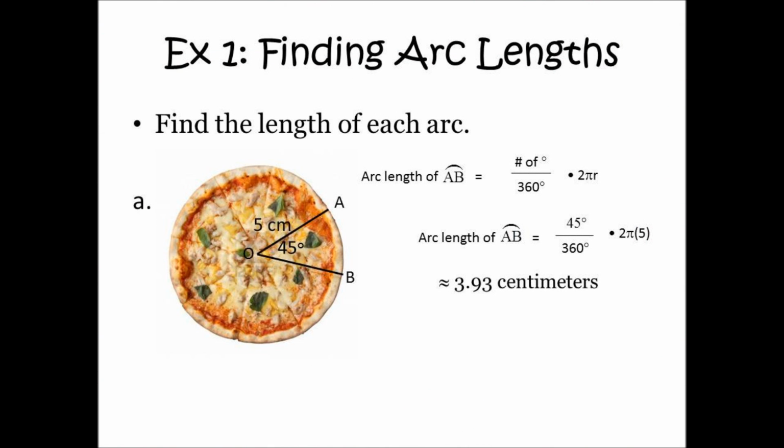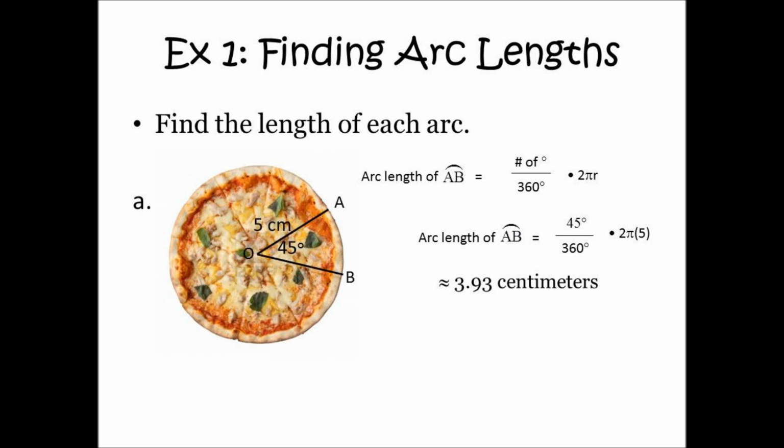Example 1, finding arc length. Find the length of each arc. So, the diagram of the pizza shows that the central angle is 45 degrees and the radius is 5 centimeters. First, you're going to use one of the formulas, which is the arc length of AB is equal to the measure of AB over 360 degrees times 2 pi r. Since we know that the central angle is 45 degrees, the measure of AB is also 45 degrees.